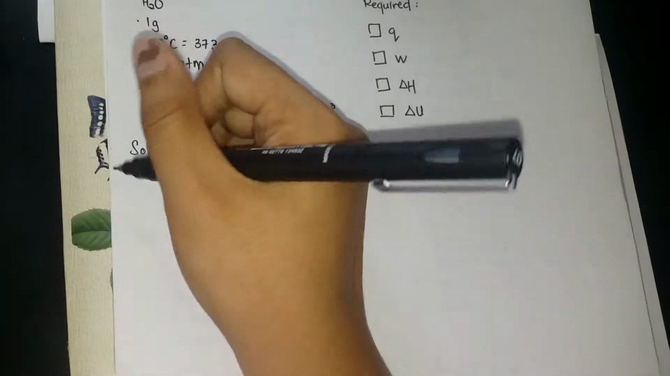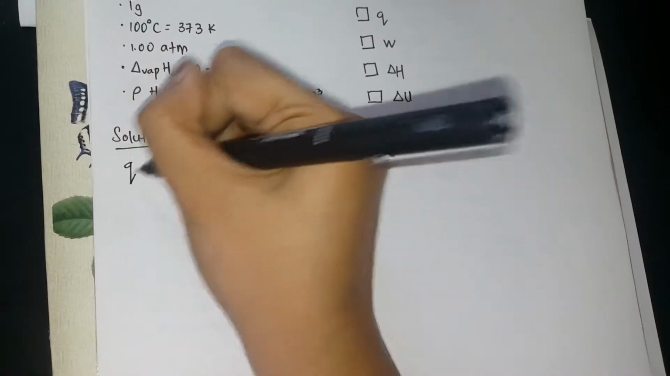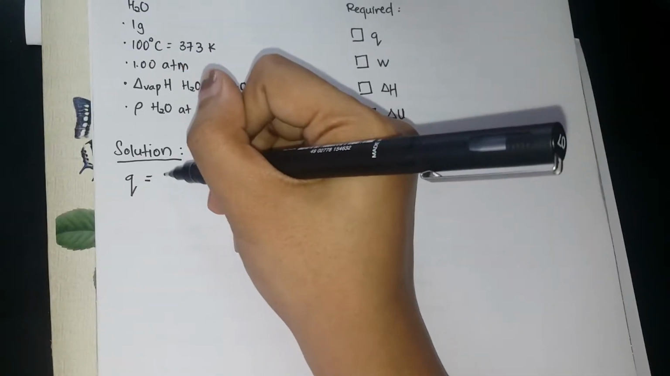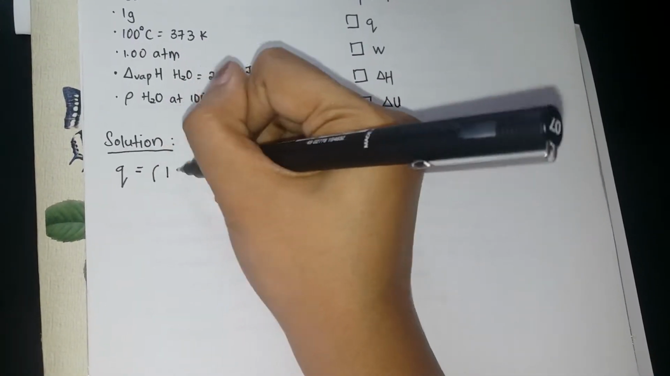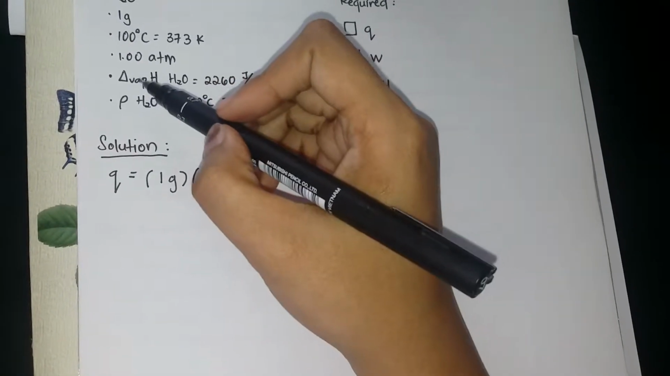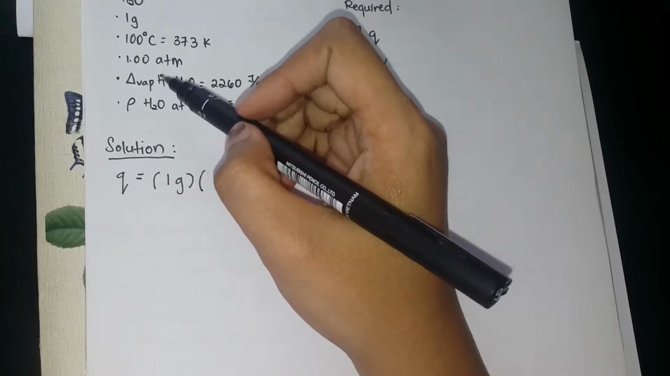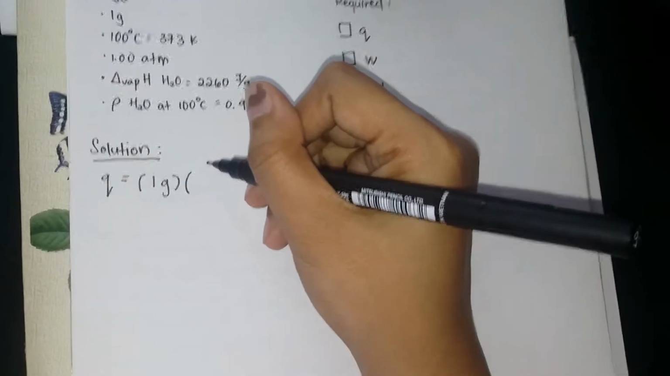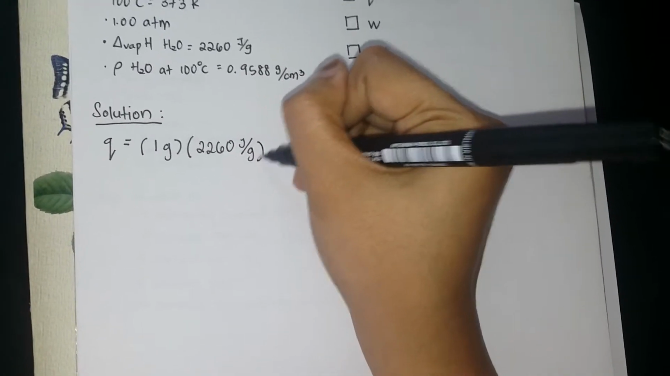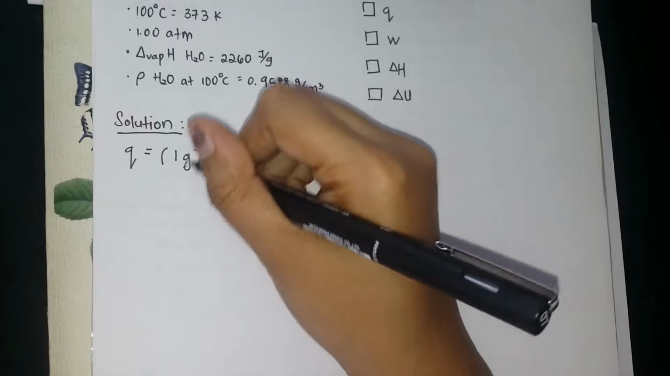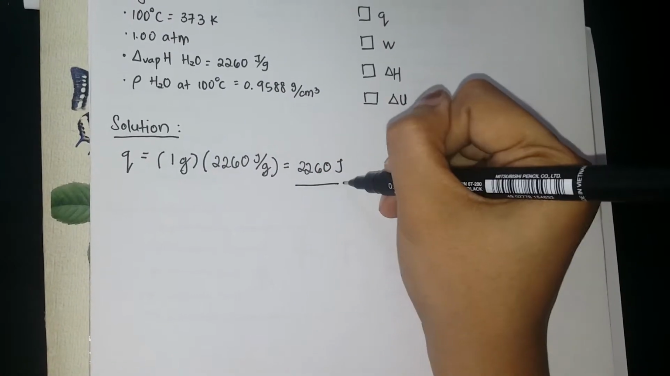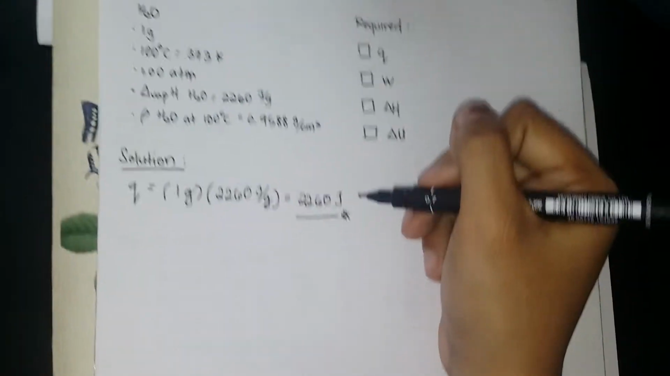Now we're gonna solve for the Q first, the heat transfer. It is very straightforward, which is equal to 1 gram of the water times the enthalpy of vaporization of the water, which is also equal to 2,260 joules. So we already solved for Q.